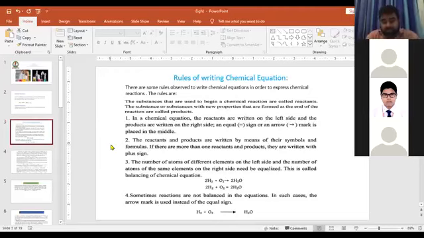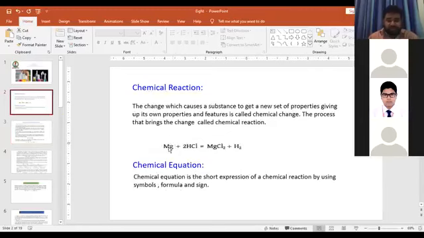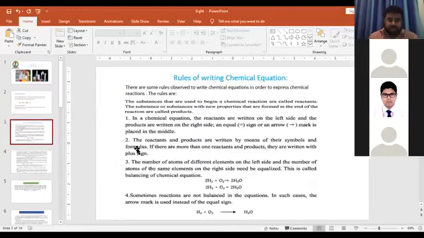Please, if you do not understand, please ask me a question. The reactants and products are written by means of symbols and formulas. I said before: for elements, symbol; for compounds, formula. If there is more than one reactant or product, they are written with a plus sign.